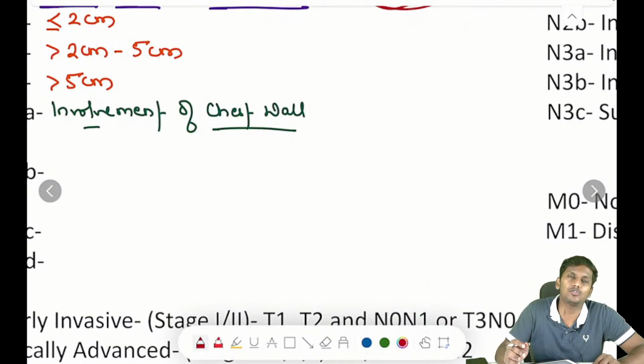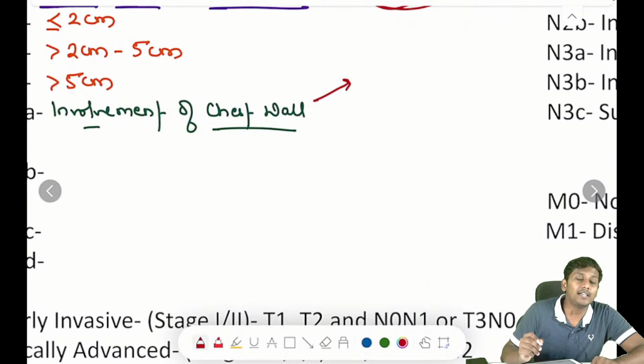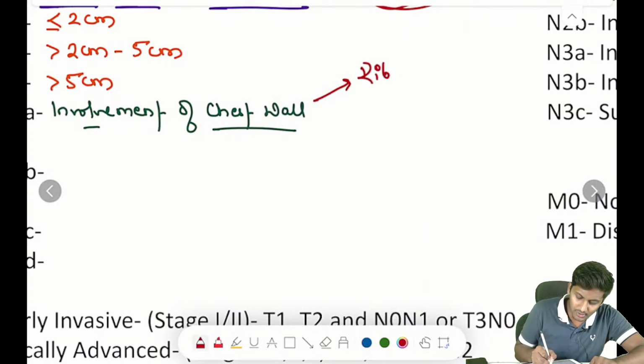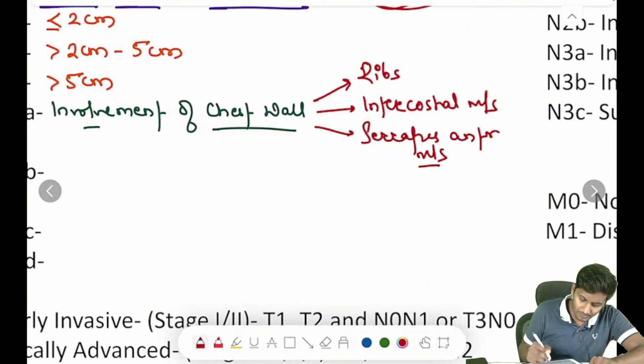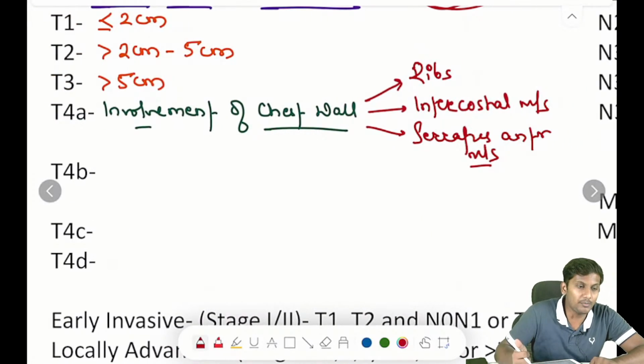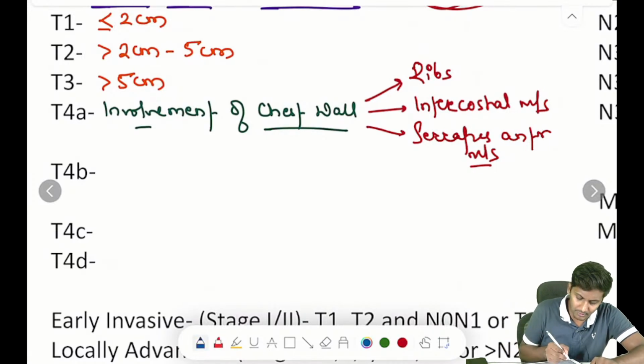Pectoralis major or minor muscle जो होती है बच्चों, it is commonly involved in a breast cancer. So it is not considered as a separate staging. So please remember, you have to remember involvement of chest wall. That means either involvement of the ribs or the muscles which were present between the ribs, that is your intercostal muscles. Or it is involvement of the serratus anterior muscle. Pectoralis muscle is not considered over here.